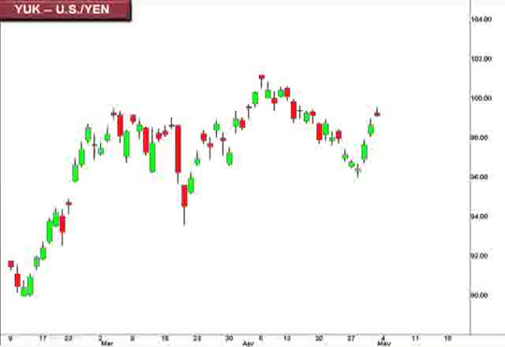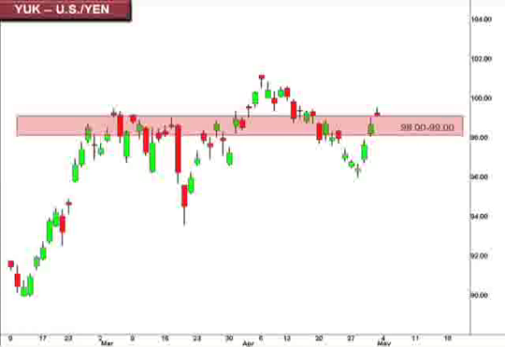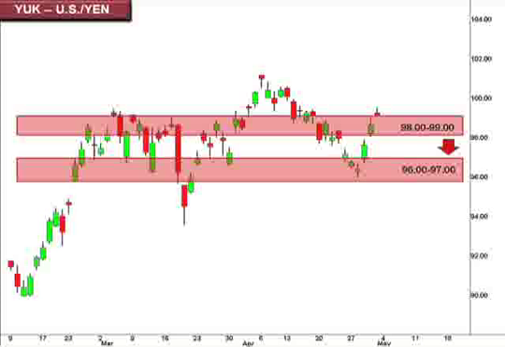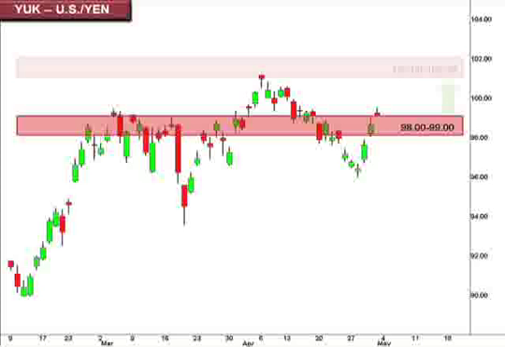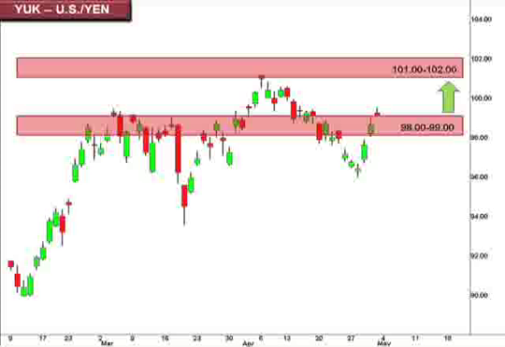The US versus the yen is backtesting resistance within the 98-99 focal zone, as seen here in the ISE FX options pair value YUK. Now, after last week's strong finish, a slight pullback is expected that may retrace all the way back down to that 96-97 focal zone. Now, our momentum indicators are suggesting a strength to the upside, and if the YUK holds at 98, a move back to the 101-102 range may be on the horizon.